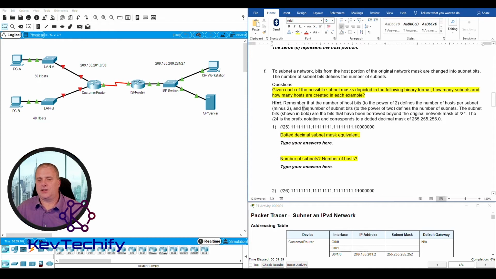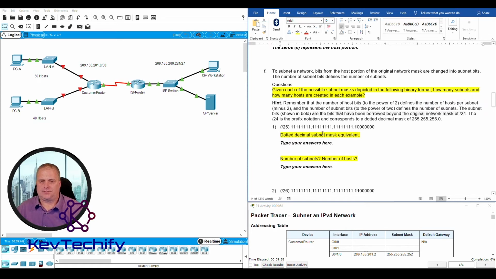The second nugget they throw at us here: 2 to the number of subnet bits, that's the number of bits we're borrowing, defines the number of subnets. The subnet bits are shown in black. Right here, they're shown in bold, are the bits that have been borrowed beyond the original network mask of 24.